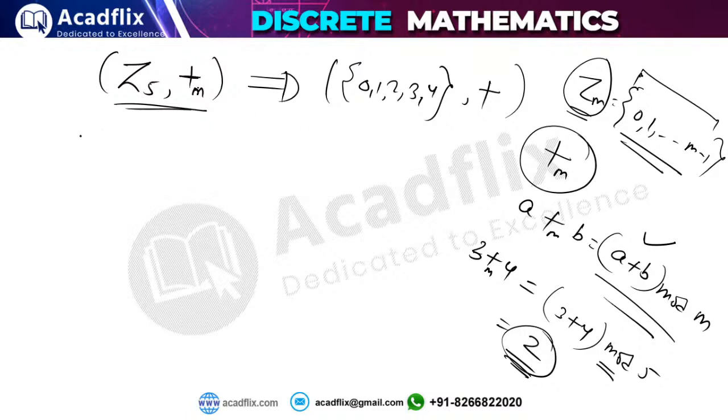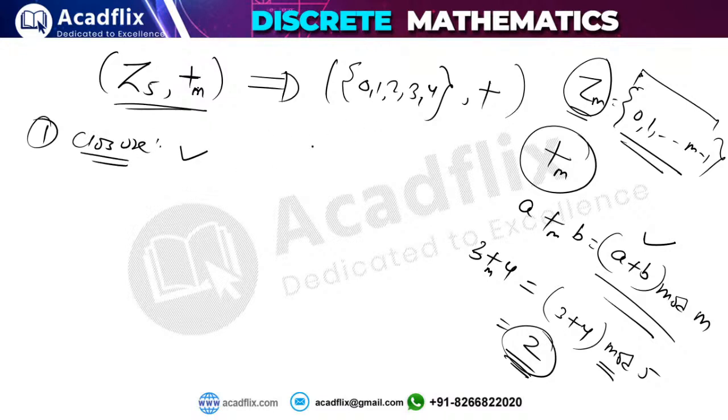Now let's try to find, so far I have only explained the structure that we have. Now let's see whether this algebraic structure satisfies the four properties or not. Let's see the first property. Is it closed? Yes, the closure property is satisfied. Why?